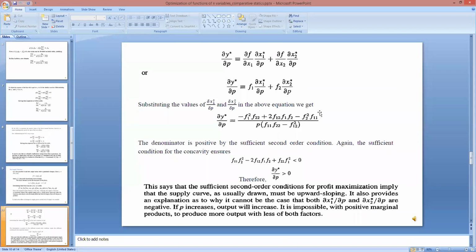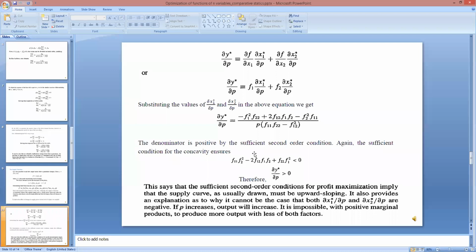After a bit of adjustment, we are getting minus f1 square f22 plus 2 f12 f1 into f2 minus f2 square f11. So this will be the numerator, and the denominator, as you got, is the common denominator for all the exercises here, which is p into f11 f22 minus f12 square.